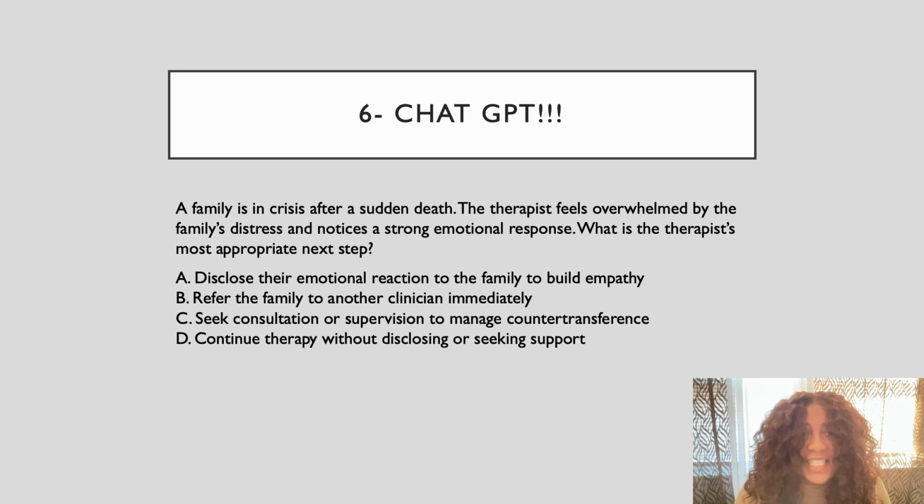Don't go for the questions that are telling you to avoid. Again, the red flag in this vignette is the therapist is overwhelmed and has a strong emotional response. D is telling you to ignore that red flag in the vignette. But if you look at C, seek consultation or supervision to manage your countertransference, because that's what's happening. The therapist feels overwhelmed and a strong emotional response. Whenever you see a vignette that says that the therapist has a strong emotional response or strong belief about something that's going on with that individual or that family, most likely look for a response that's going to say something about consultation or supervision for your countertransference.